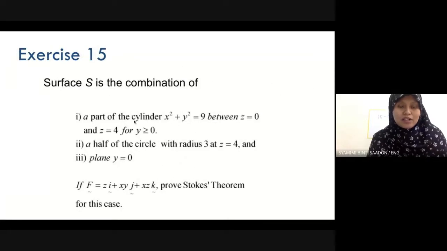So for the example here, we have a part of the cylinder x squared plus y squared equals 9, which is a circle with radius 3, between z equals 0 and z equals 4, for y positive above 0. A half of the circle with radius 3 at z equals 4 and plane y equals 0. These are all the boundaries. So prove for this vector function F that Stokes theorem holds for this case.